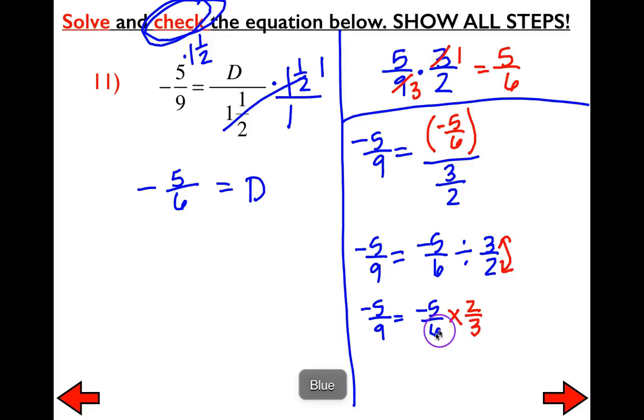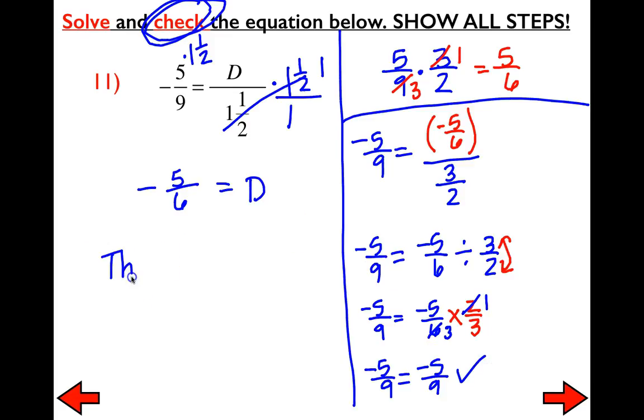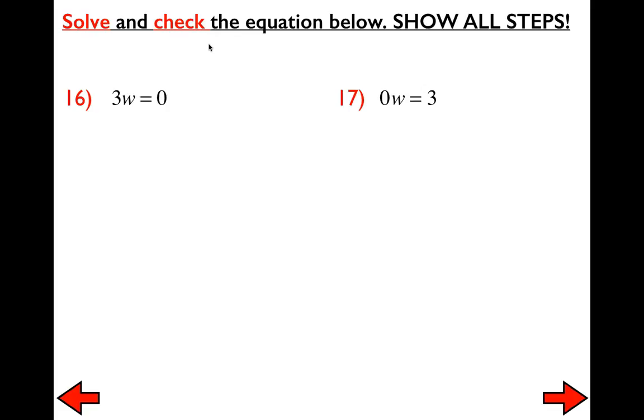Can I cross cancel? Yes. Between 2 and 6, you can divide by 2. 2 divided by 2 is 1. 6 divided by 2 is 3. It's going to leave me with negative 5/9 equals negative 5/9. My answer checks out. So I can say the solution is d equals negative 5/6. And I am done.